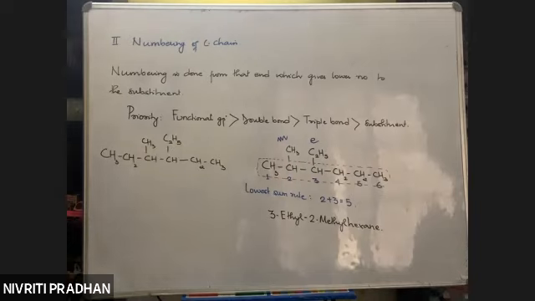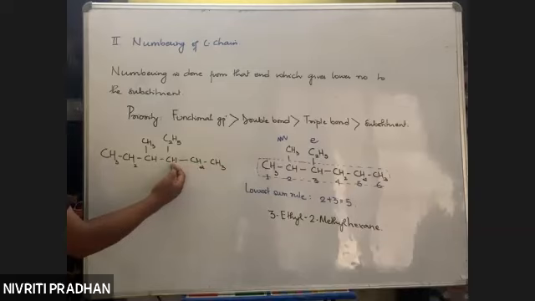Now, from which end are you going to number? From the left hand side or from the right hand side? If you number from the left or from the right, here you will get 3, 3 plus 4 is 7. From here also, 3 plus 4 is 7.